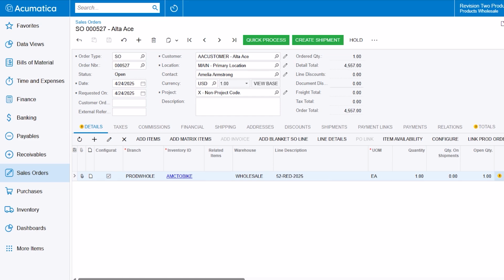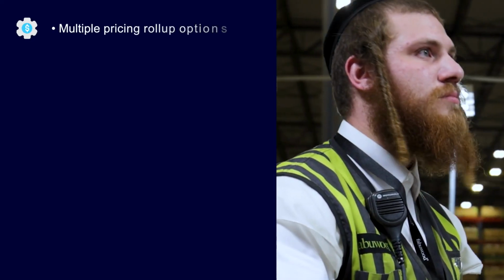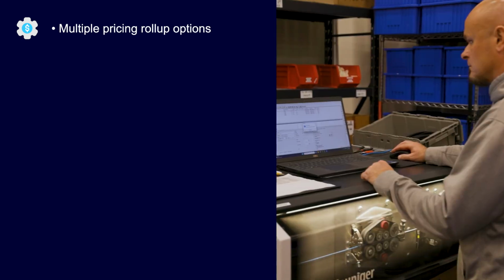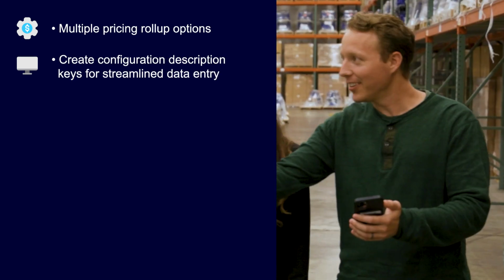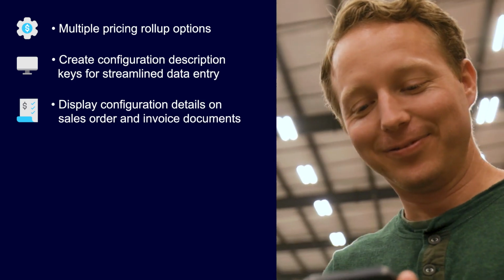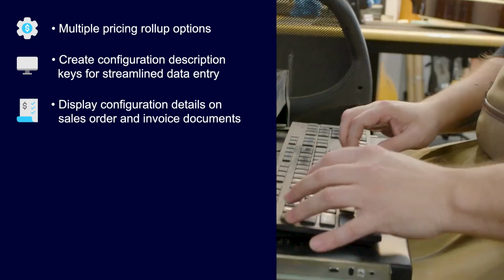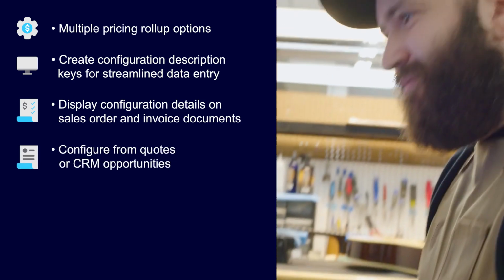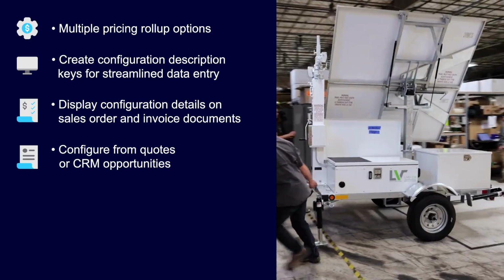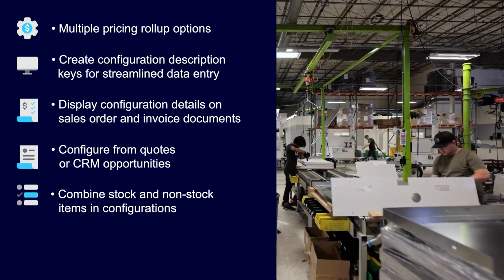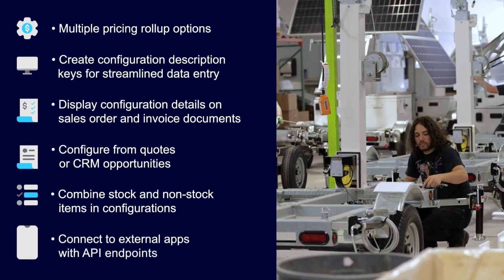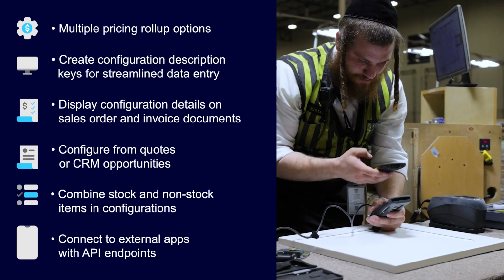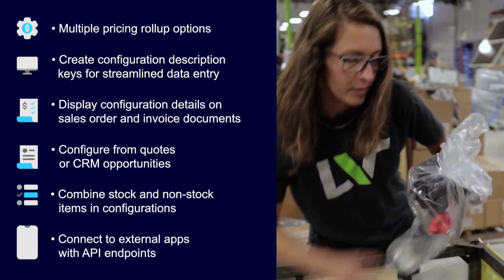This streamlines workflows for configure-to-order items that are now ready for production, ensuring a smooth and efficient handoff from sales to manufacturing. Advanced features provide pricing flexibility with configuration keys to simplify data entry. Display configuration details on invoices for order transparency. Configure items from quotes or CRM opportunities that copy to sales orders. Configurations may contain non-stock items, and you can easily connect to external apps with open APIs for greater flexibility.